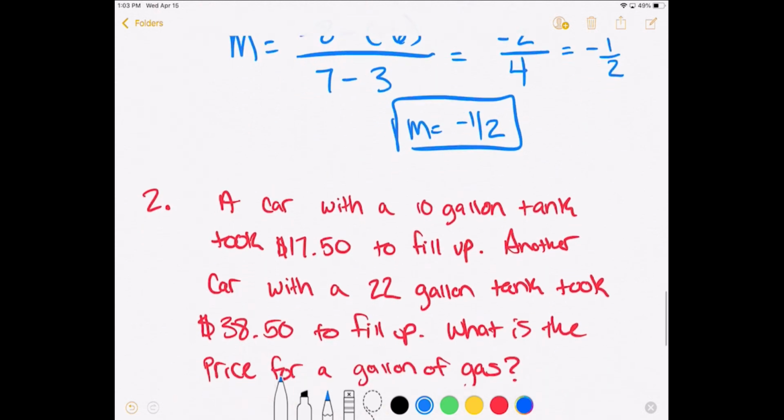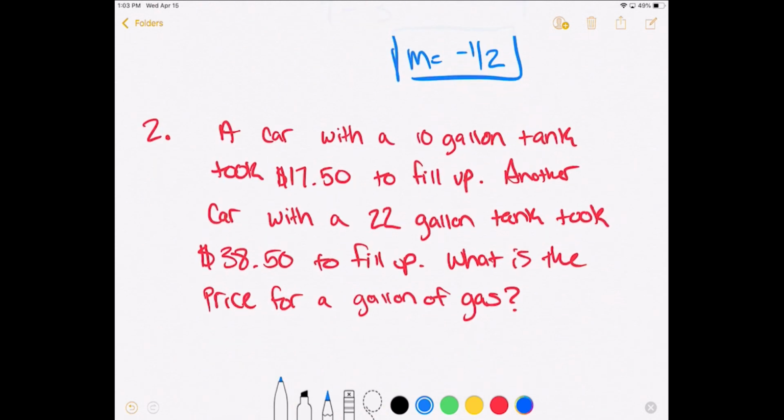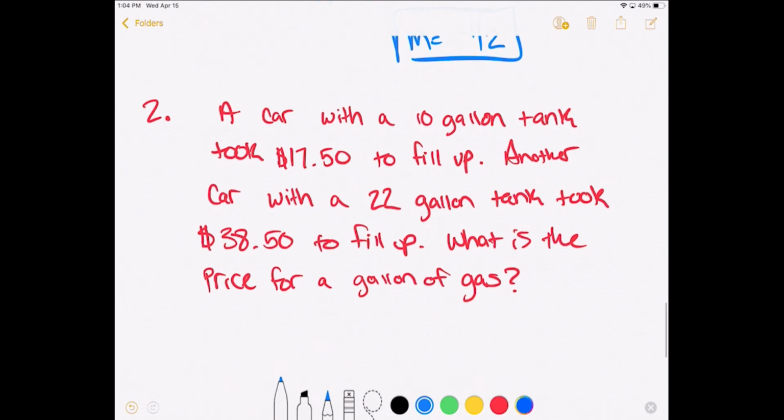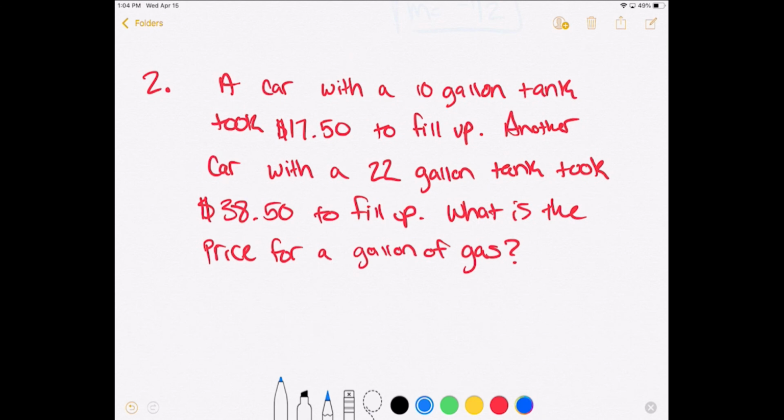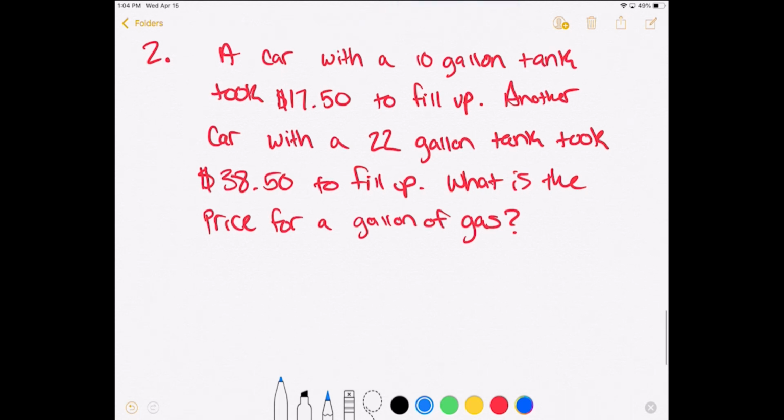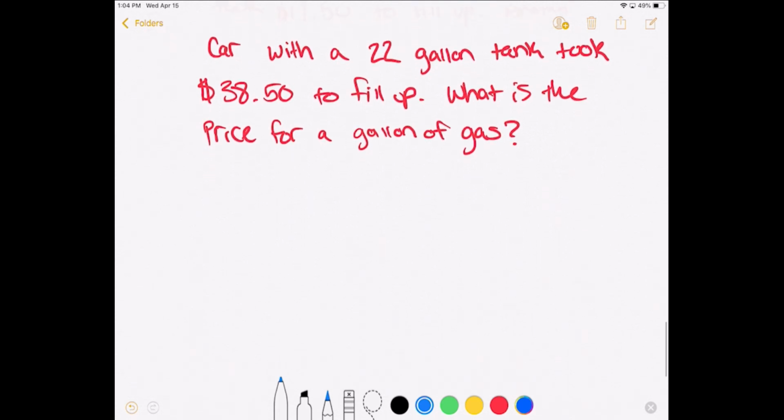But let's say I gave you a problem. This is kind of similar to the one I gave you, a little bit different. It says a car with a 10-gallon gas tank took $17.50 to fill up. And we're assuming they're empty. I didn't put that, but let's say we are. Another car with a 22-gallon tank took $38.50 to fill up. So I want to know what is the price for a gallon of gas.